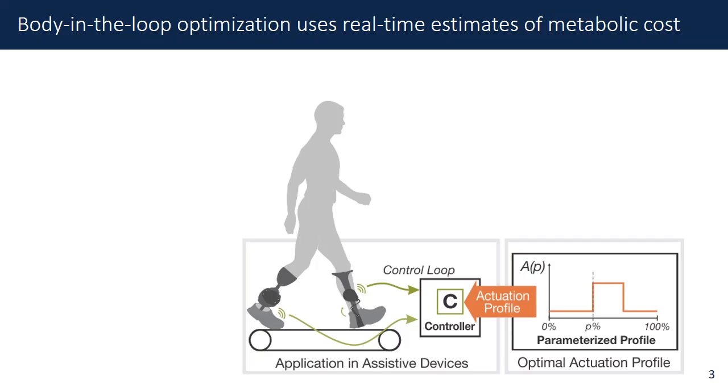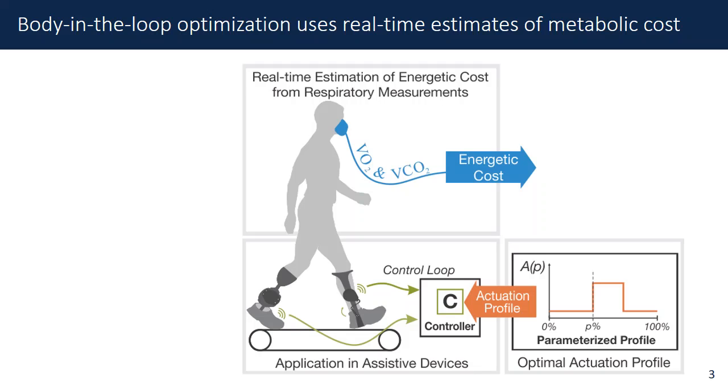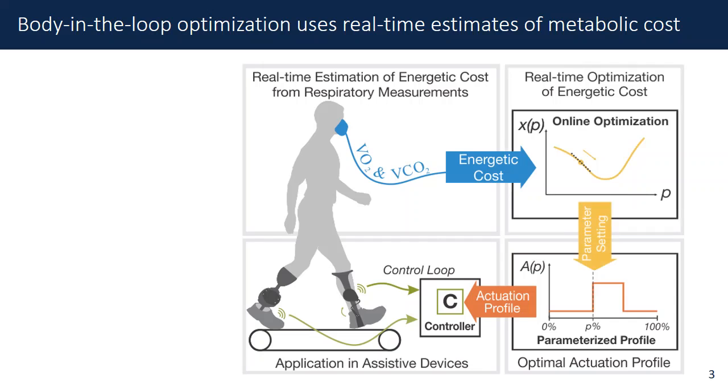While the user walks with the current assistance profile, their metabolic cost is measured or estimated. And given the metabolic cost associated with that setting, an online optimization algorithm chooses the next setting to test. This process continues, eventually converging on the optimal actuation profile that minimizes the energetic cost of the user.